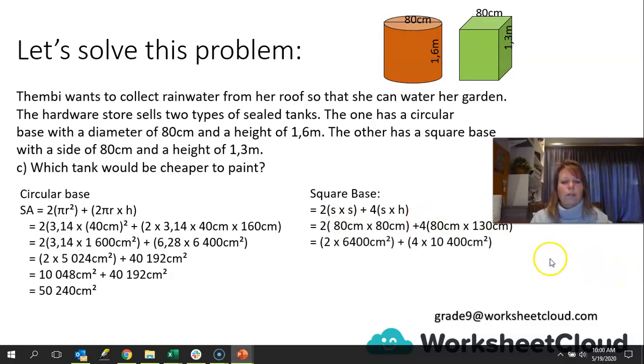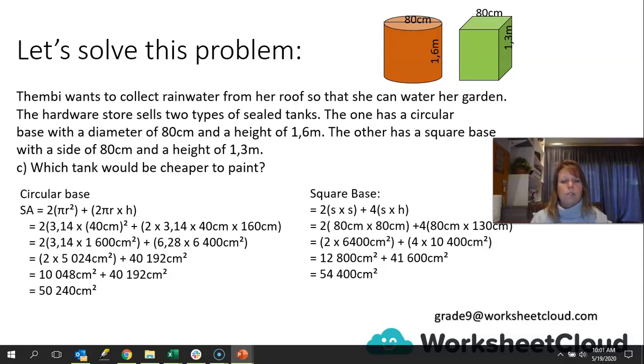Okay, so we're going to get 80 times 80 is 6,400 centimeters squared, and 80 times 130 would be 10,400 centimeters squared. So that answer you're going to times by 4 because there are 4 sides to our square base tank, and here we're going to times by 2 because there is a top and a bottom. Right, so 2 times 6,400 will give me 12,800, and 4 times 10,400 is going to give me 41,600 centimeters squared. We add those two together, we're going to get 54,400 centimeters squared.